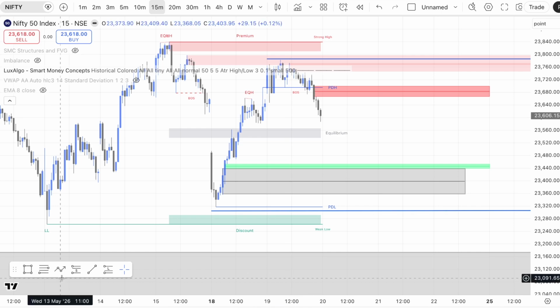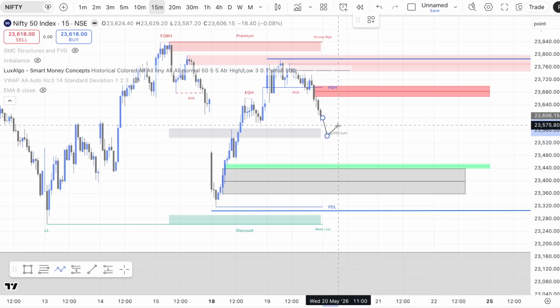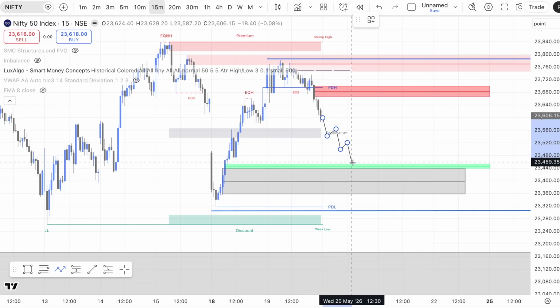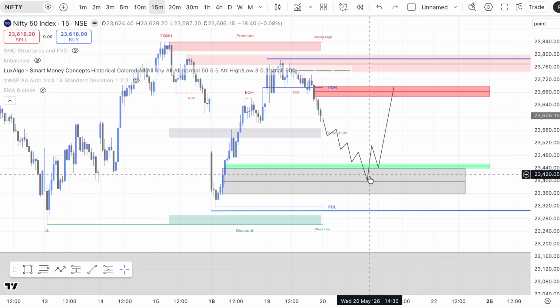So the ideal trade which I am interested in tomorrow is, even if the market comes down like this, opening flat or opening gap down, if it comes down like this and taps into this demand and gives a positive reaction like this, I am interested to take the market higher till 23,700 back. This is going to be my best trade for tomorrow.